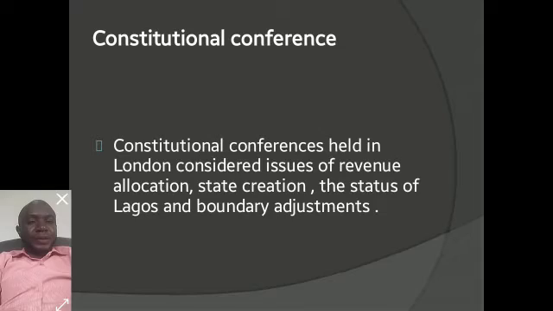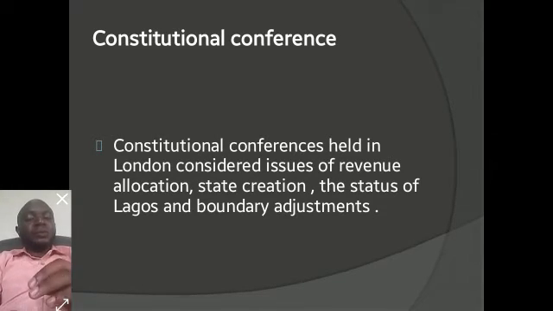Constitutional Conference. The Constitutional Conference, held in London, considered issues of revenue allocation, state creation in Nigeria, and the status of Lagos and the boundary adjustment. So all these were supposed to be put into consideration before the country became independent.